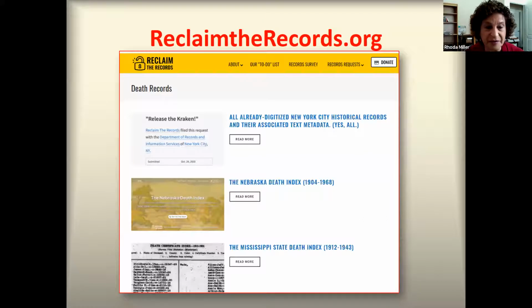Every state has a range of years where their indexes or their records should be made public, but they don't always comply or keep up with the need. So basically they take the states to court, and they have been highly successful in winning cases. This is just a screenshot of the home page, but I suggest you go on reclaimtherecords.org, because if you're not finding something that's already there, it may be coming soon, because there is a legal case against whatever state.